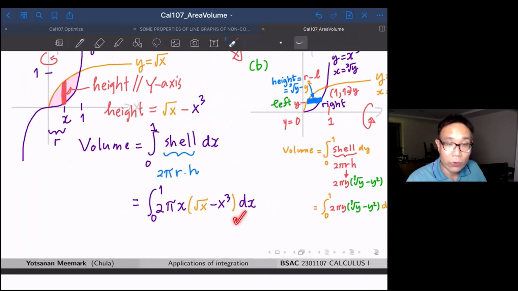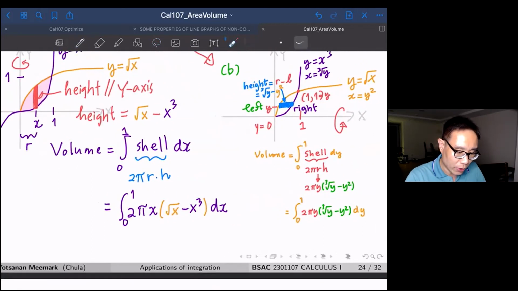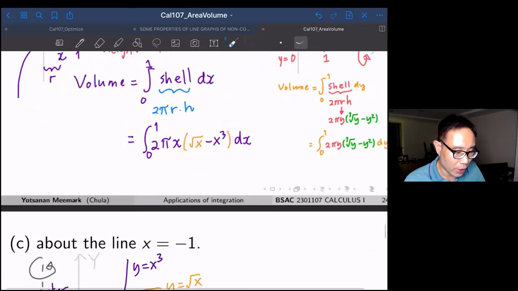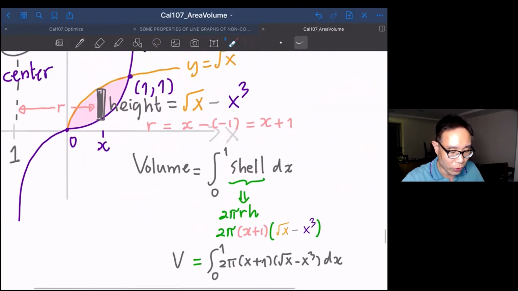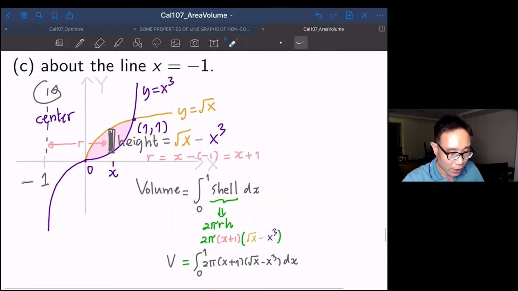You don't need to integrate this guy, and this guy is your final answer for B, and for C, the final answer is in terms of an integral, in terms of x like this, and this is how we obtain the integral.